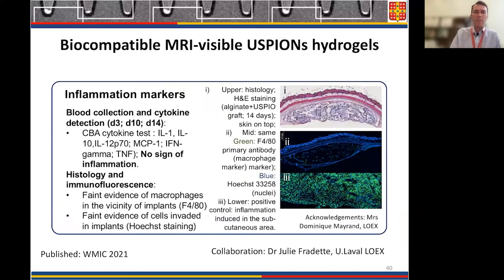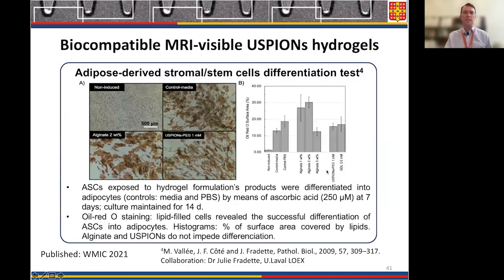We also performed blood collection at the same time to demonstrate that there was no sign of inflammation. We performed the histology, and we'll go fast on this. We also demonstrated that when adipose stem cells mixed with these hydrogels and with iron oxide nanoparticles are differentiated, they keep their differentiation potential into adipocytes, like the fat. The cells that will populate these adipose tissue grafts are adipocytes.